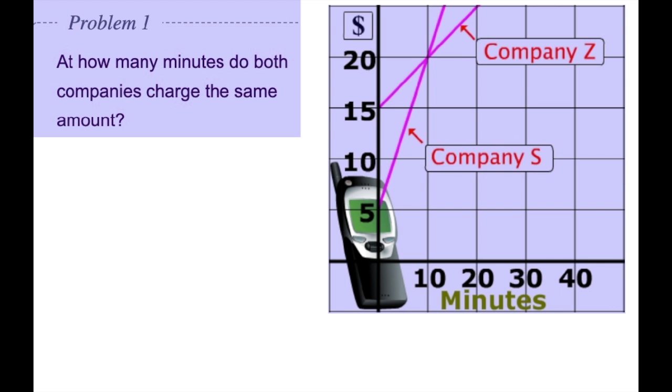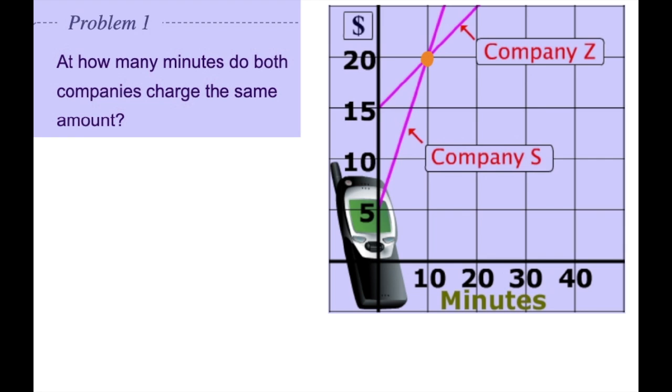In problem number 1, we are posed with the question, at how many minutes do both companies charge the same amount? I want you to take a look at the graph for a second and just analyze it. Do you notice anything about company S's line and company Z's line? If we take a look at the graph, we'll see that these two lines do have a point of intersection. They meet right here at this point that I'm highlighting orange.